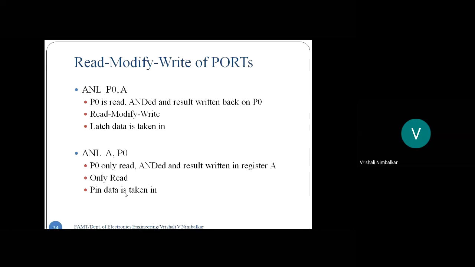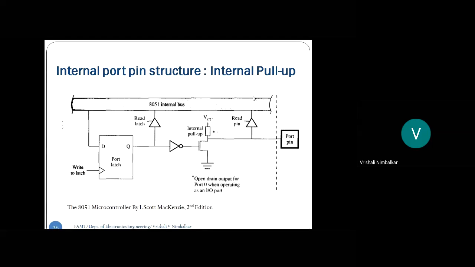Okay, students. Whenever the port is read, modified and written back, data is taken from the latch. And when there is only a read operation from the port, the data is taken from the pin. Now let us make it more clear. See, we had seen this is your port pin. It can be P0.0, 0.1, anything. This is one pin of the port. And see the dashed line to the left hand side. This is the internal port diagram.